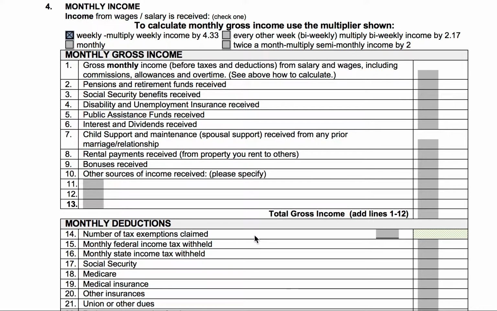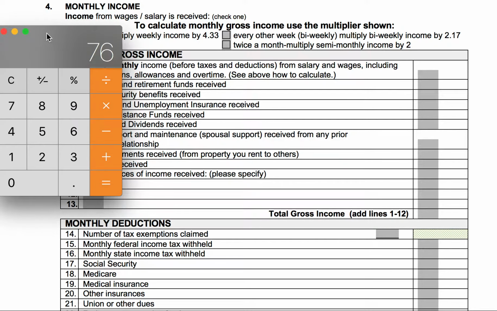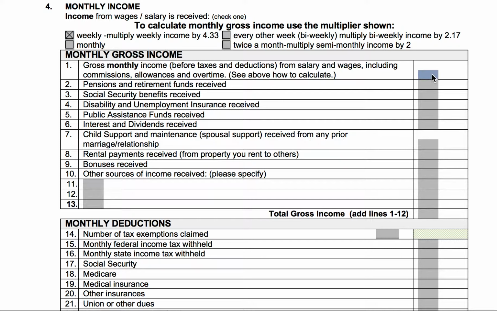So in Jane's situation, hers is weekly, so she's going to do it that way, 4.33. So we're going to take 800, her gross income from that pay stub, times 4.33. And remember, if you're paid some way other than weekly, do it by the amount that your multiplier says to do it by. So that's 3,464 for Jane, and that's what we're going to put in this line. All right, so that is the wages section. If you don't have wages, just go ahead and put 0 on that line.